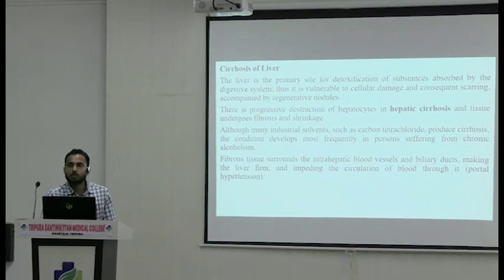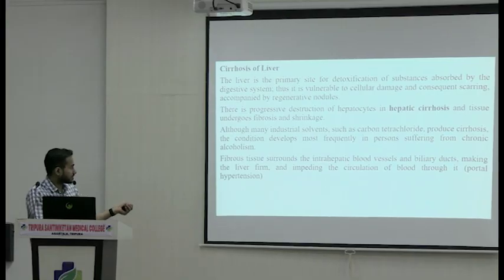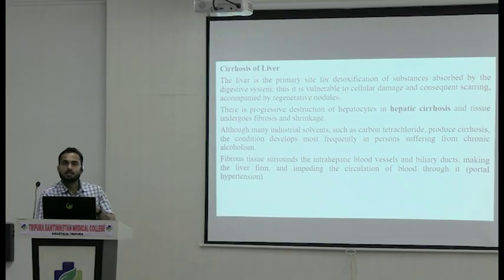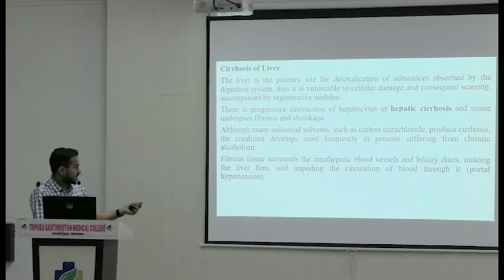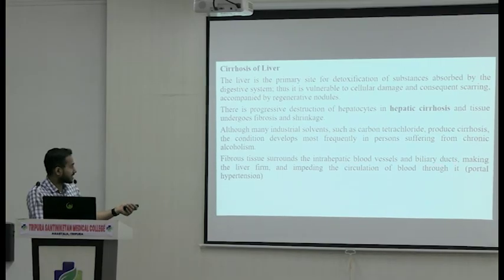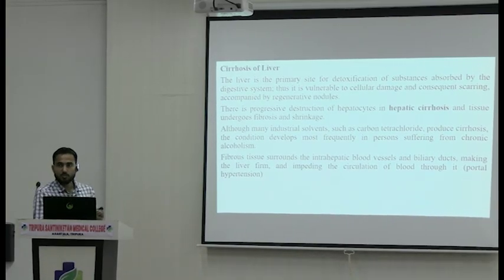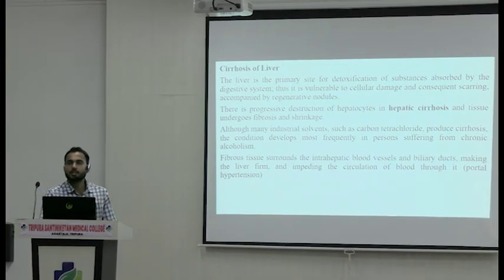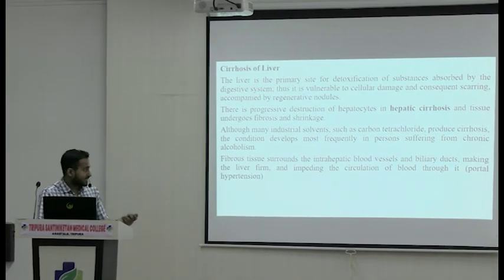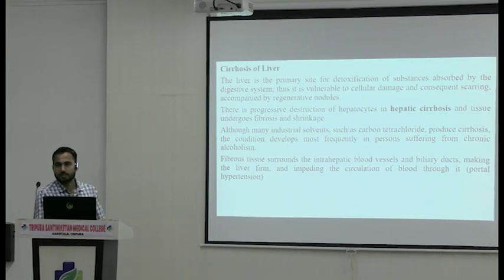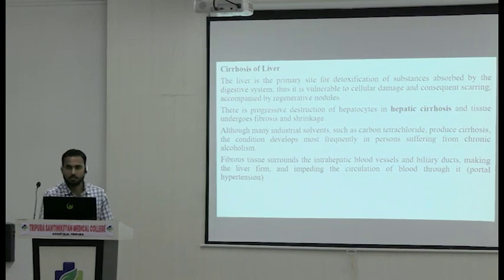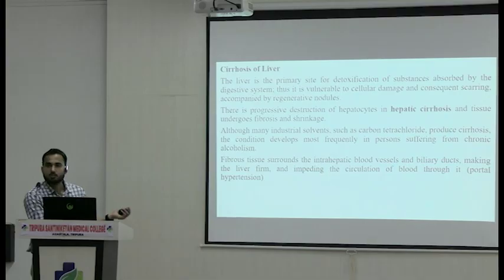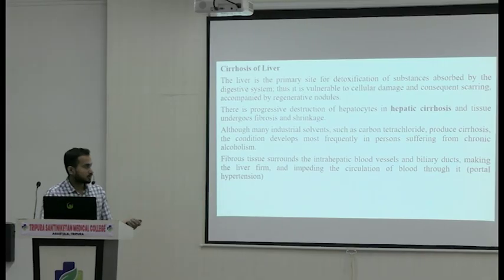As a result, there will be portal obstruction, portal hypertension. So whenever liver cirrhosis is taking place, portal hypertension takes place. First of all, the blood vessels and biliary ducts, because of the fibrous tissue, will become firm, and as a result the blood flow will be reduced from that particular blood vessel. As a result, portal hypertension will take place. So this is how liver cirrhosis is causing portal hypertension. Now, in portal hypertension, what happens? That we have already discussed in portosystemic anastomosis, so you have to correlate accordingly.